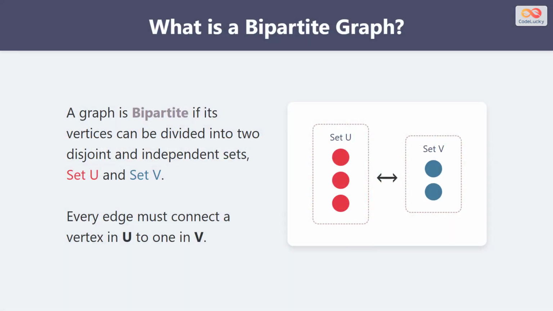First, let's define what a bipartite graph actually is. A graph is considered bipartite if its vertices can be divided into two disjoint sets. Let's call them set U, and set V. The crucial rule is that every edge in the graph must connect a vertex from set U to a vertex in set V. There are no edges connecting vertices within the same set.